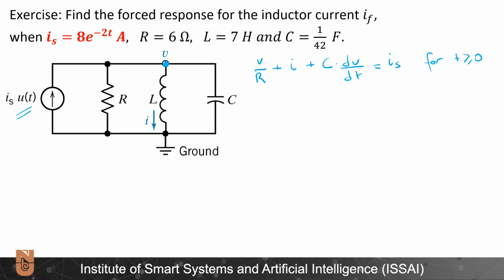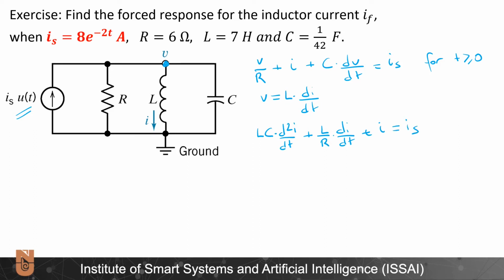And in addition to this, I know that v is equal to L di over dt. And accordingly, I can write LC times the second derivative of i over dt squared plus L over R times di over dt plus i is equal to iS.